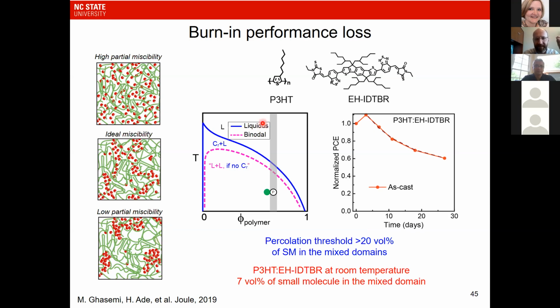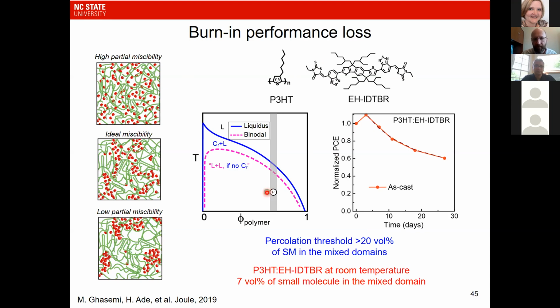But you can cast the solution and crash it out of solution to be in this non-equilibrium state where they are mixed. And if they're too mixed, that's also not good. You want some sort of mixture that's close to this percolation threshold where you get the exciton dissociation and you can get charge collection out of this solar cell. And so if we cast the solution in this example here, it would be in this state at room temperature, or this sort of level of miscibility.